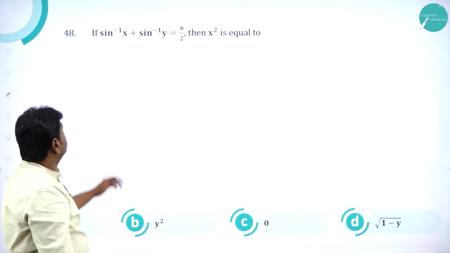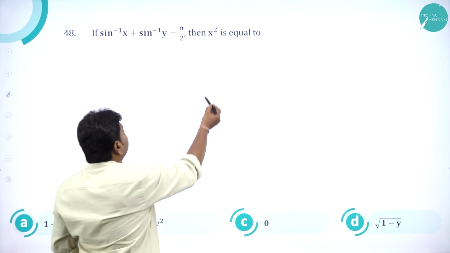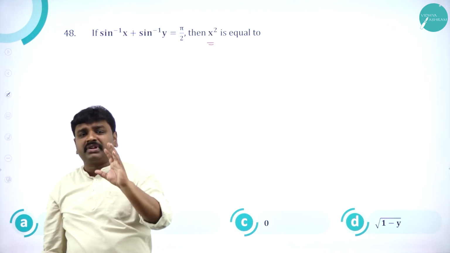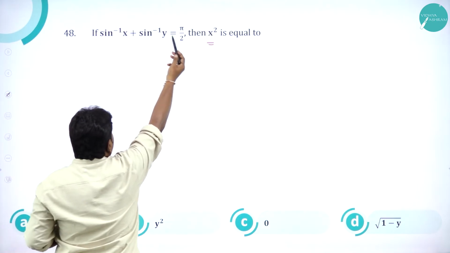Next we have sin inverse x plus sin inverse y is pi by 2. They want x square. Interesting question. This can be done in many ways, but opt for a method where you will get the answer faster. See, sin inverse x plus sin inverse y is pi by 2.